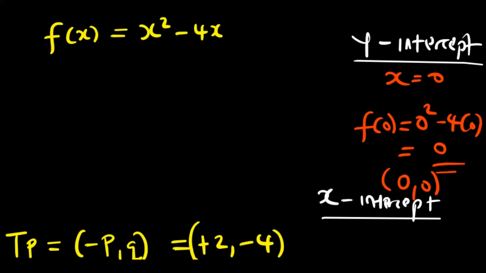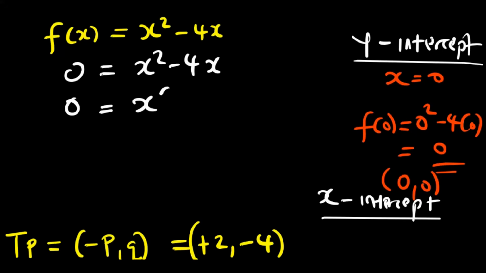Okay, so on the x-intercept, y is equal to 0. So this is the same as y. So I'm going to say 0 is equal to x squared minus 4x. Now that we've got this, what do we now do? I'm going to factorize x. So I'm going to have 0 is equal to x times (x minus 4).